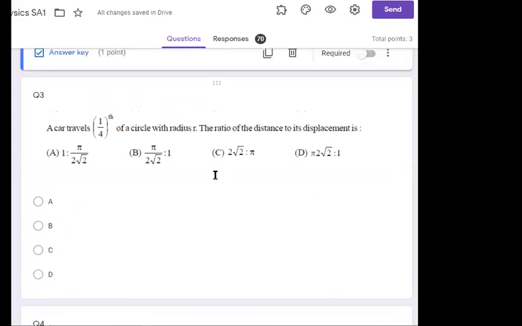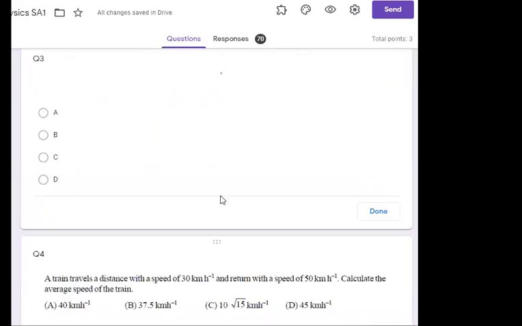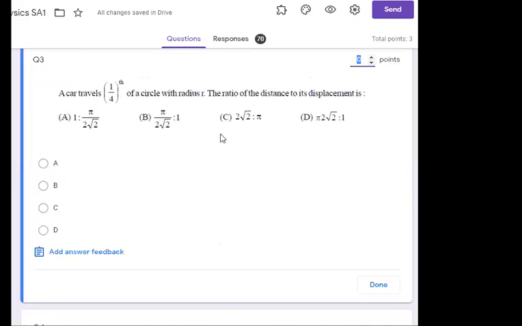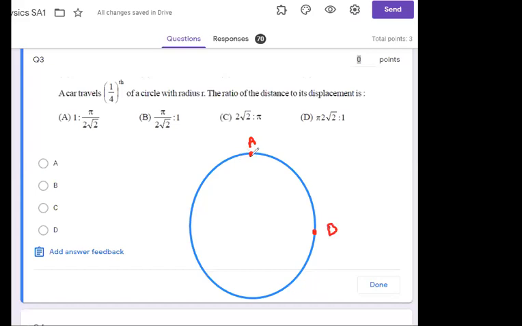Now, the third one. A car travels 1/4 of a circle with radius r. 1/4 means one quadrant. If it started from point A, it will go till point B. This is also a radius, this is also a radius. You have to find the ratio of distance to displacement. It was easy, we have done it in class. Right, Navya, Tapish, very good.